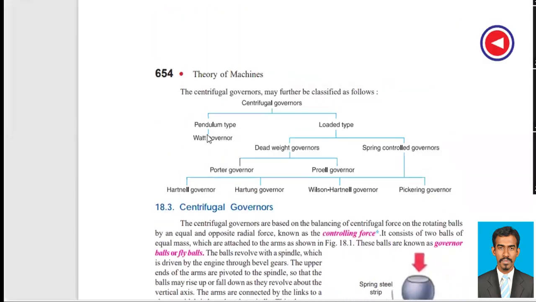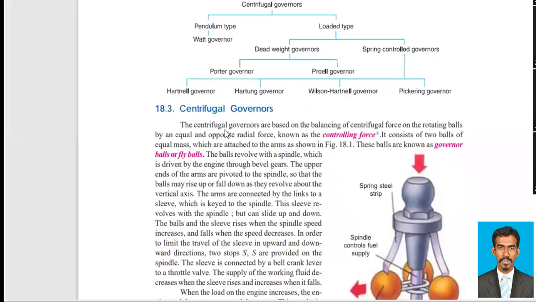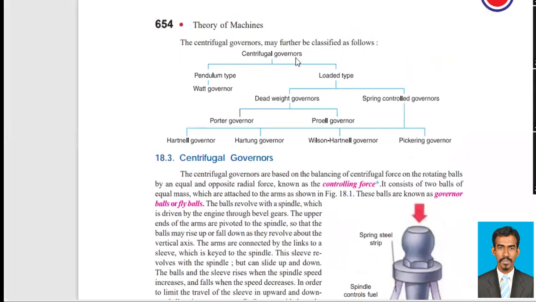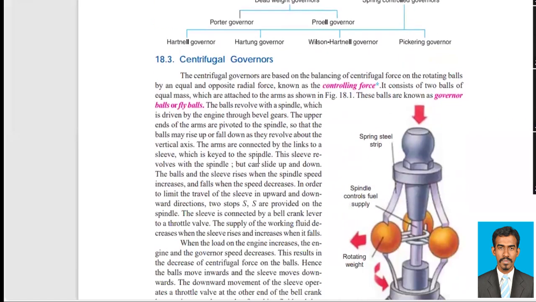Okay, so what we saw now is the watt governor. So we'll see what centrifugal governors are. I already told you there are two types of governors, centrifugal governors and inertia control governors. We'll now see centrifugal governors. The centrifugal governors are based on the balancing of centrifugal force on the rotating balls by an equal and opposite radial force known as the controlling force. In order to explain this better, I will show you the working animation of it.